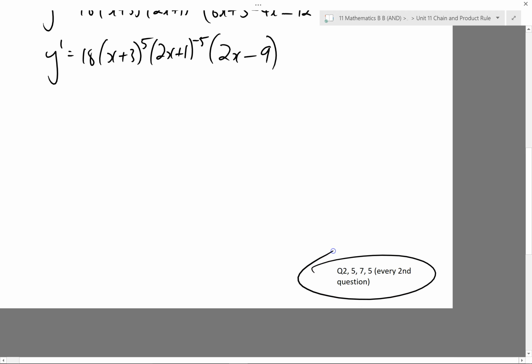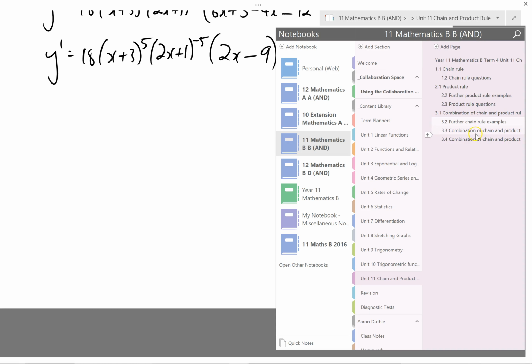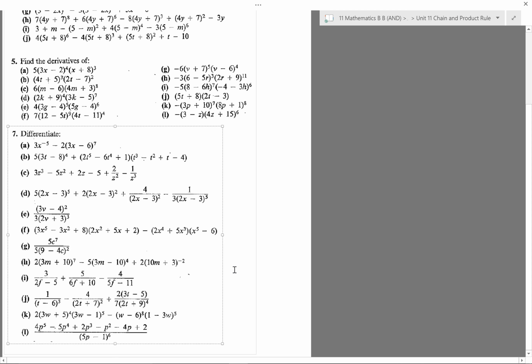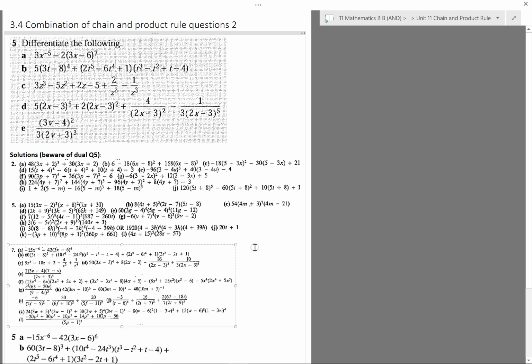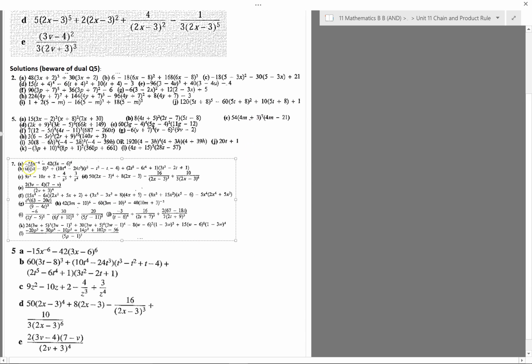So over the page, there's some questions. Do a good sample of those, get some good practice in. Whole heap of questions and some solutions at the end as well. Note that there's 2 question 5s.